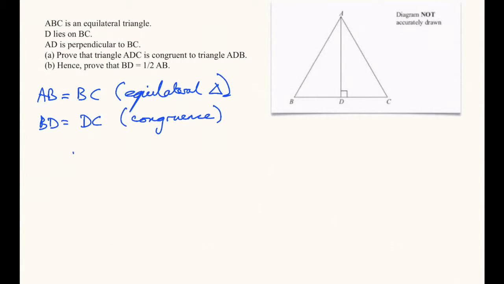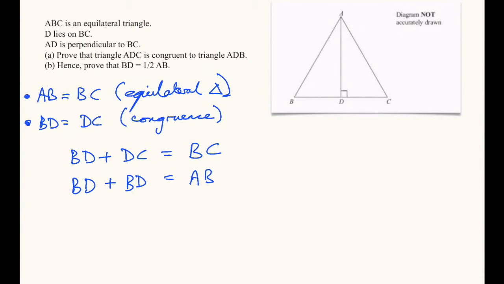Now what can we do? Let's say that BD plus DC equals BC. Now we can substitute in. We'll keep BD because that's what we're looking for. We change DC to BD, that's from this line here, and this equals AB from the line above here. Then we can rearrange this by saying that 2BD equals AB, and from that BD equals a half AB as required.